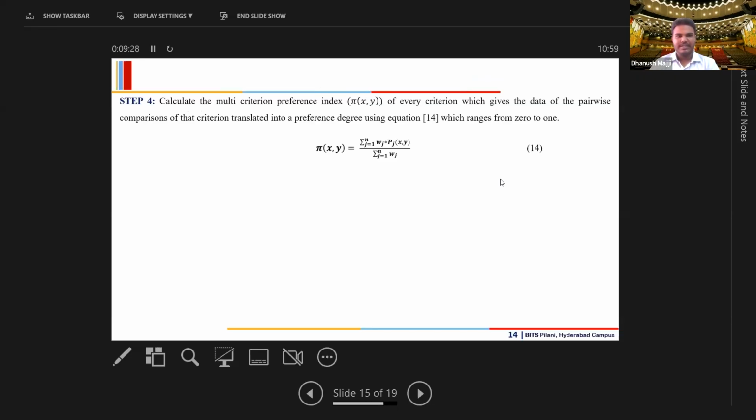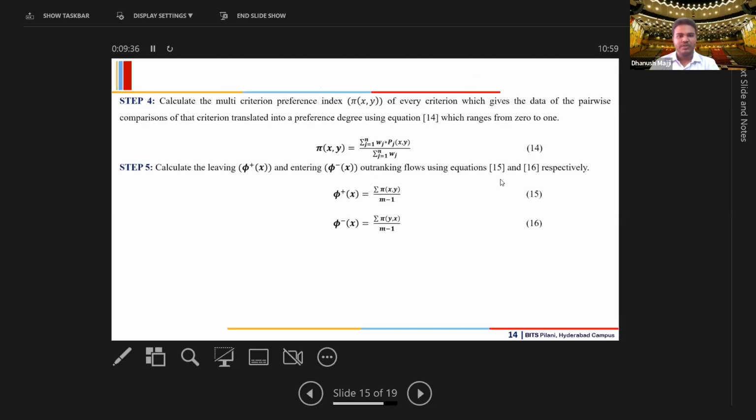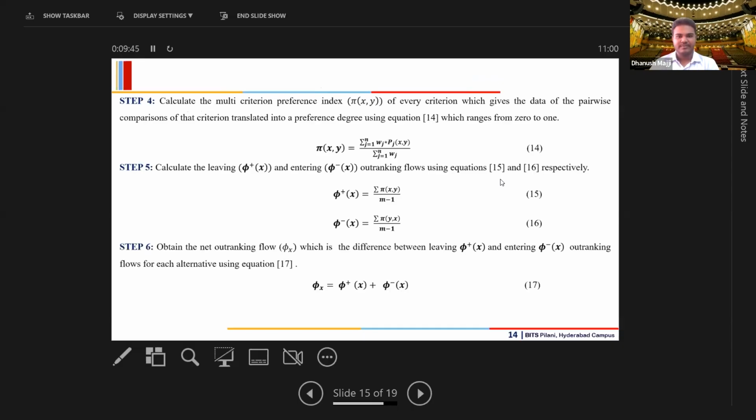So using this preference function matrix, we'll calculate the multi-criteria preference index using equation 14, which ranges from 0 to 1. Using this preference index, we'll get the leaving and entering outranking flows using equations 15 and 16. From there, we'll calculate the net outranking flow values. So in the PROMETHEE method, the fuel samples are ranked according to the descending order of the net outranking flow values.